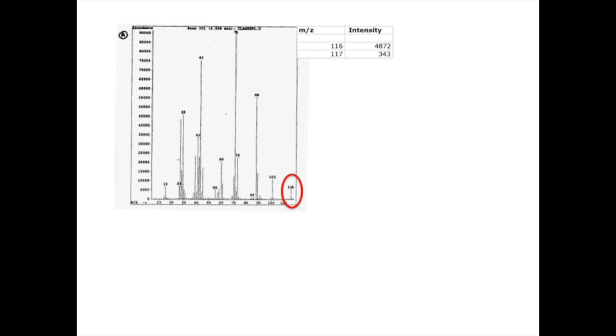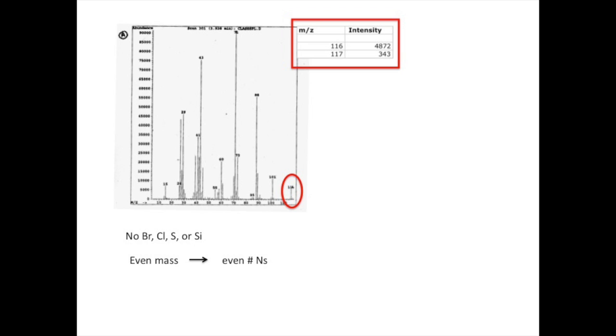I've included a table of the intensity data for this group of peaks. Let's assume that the molecular ion appears at mass 116. There doesn't appear to be any bromine or chlorine or other important A+2 elements. And an even mass for the molecular ion suggests an even number of nitrogens.